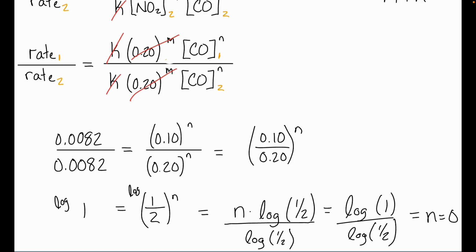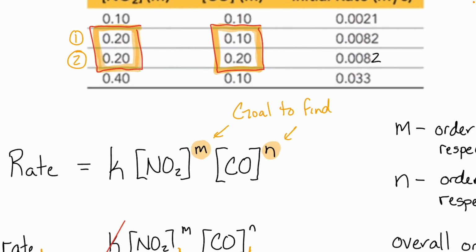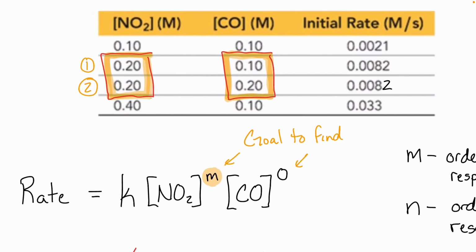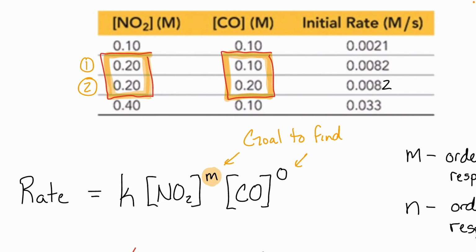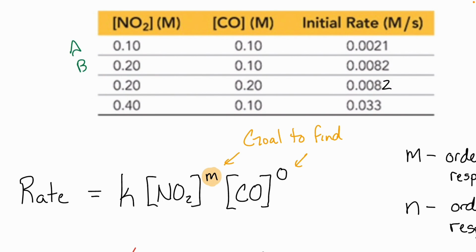All right. So going back up to my rate expression here, we said that this was our goal to find. We found one of these two. We know what n is now. To find m, we're just going to have to grab another 2 data points. I'm going to label these A, B, C, and D. All right, and I want you to take a careful look and decide which 2 data points you're going to select for this next calculation.